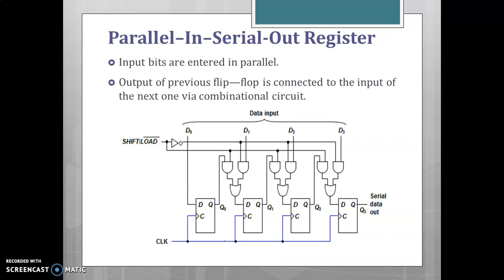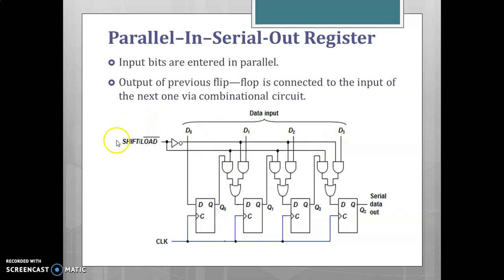In the parallel in serial out shift registers, all the input bits are entered simultaneously into their respective flip-flops. The output of the previous flip-flop is connected to the next flip-flop through the combinational circuit. The binary input is also applied to the flip-flop through the combinational circuit. Here D0, D1, D2, D3 represents the data input.